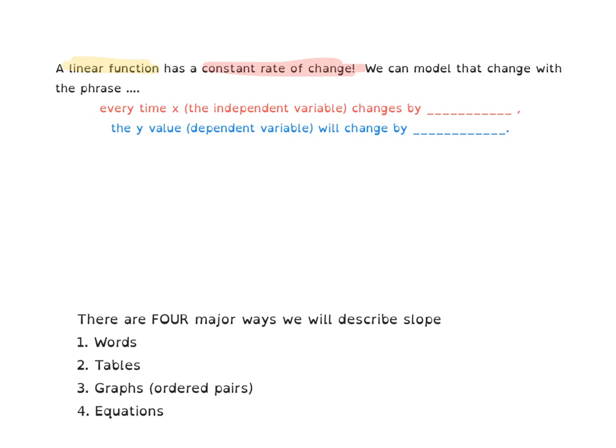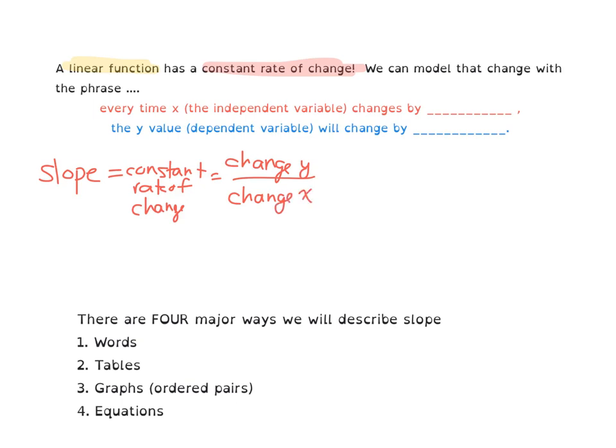Now today we're going to formalize that constant rate of change, and we're going to introduce the word slope. So the slope is the constant rate of change. And we already know that the way we can describe that would be the change in y over the change in x.